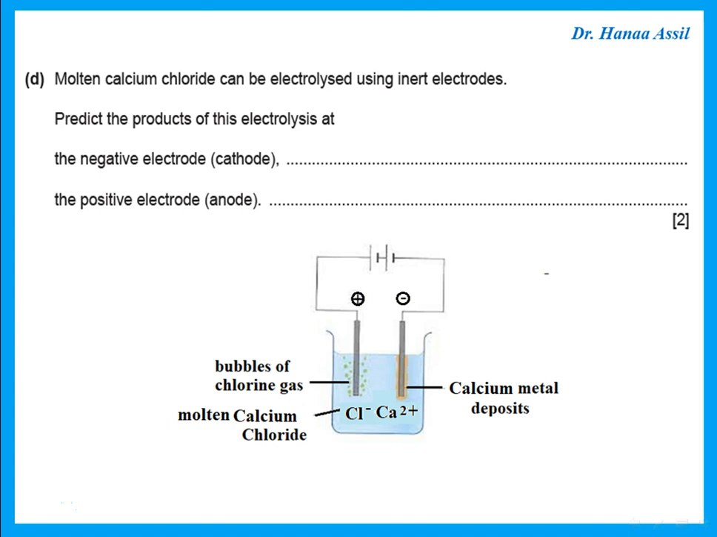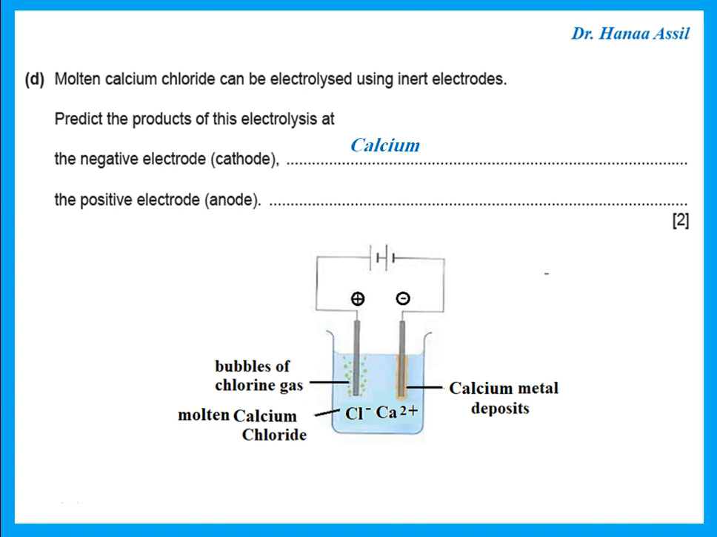Now, which one goes to the negative? Remember that the positive ions are the ones that go to the negative. If you're not sure which one is positive and which one is negative, the first one is always positive, so the calcium would be positive. The chloride ion would be the negative. So the positive calcium ions will go to the negative electrode and do what? Take electrons and become calcium metal. So what is formed at the negative is calcium metal.